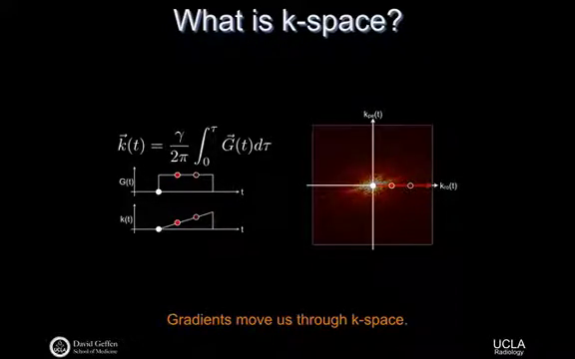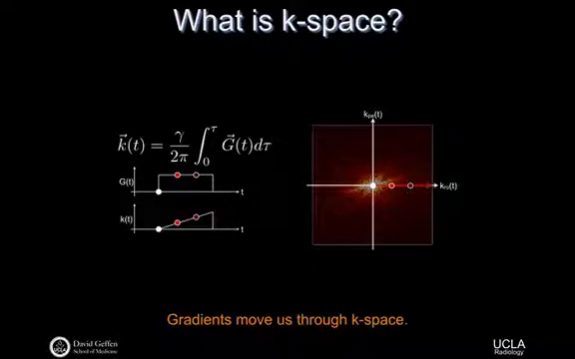And so the thing I want you to remember today is that gradients move us through k-space. We turn on gradients, we can move where we are acquiring data in k-space. And the reason that's true is because of this relationship. Why we define this as k-space, why this definition exists, will come up towards the very end.